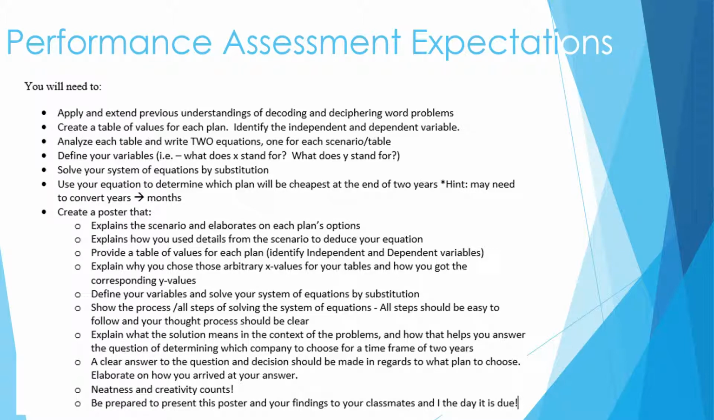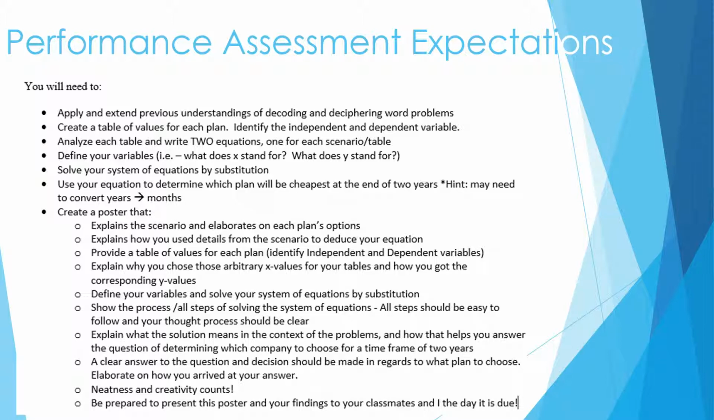So these are the expectations that go along with the performance task. As you can see, students need to apply and extend previous understandings of decoding and deciphering word problems. With this assessment, there are certain directions that need to be carried out, such as creating two tables of values, one for the AT&T plan, one for the Verizon plan. They also need to define what their independent and dependent variables are, and also create two equations either from the tables or from the scenario itself.